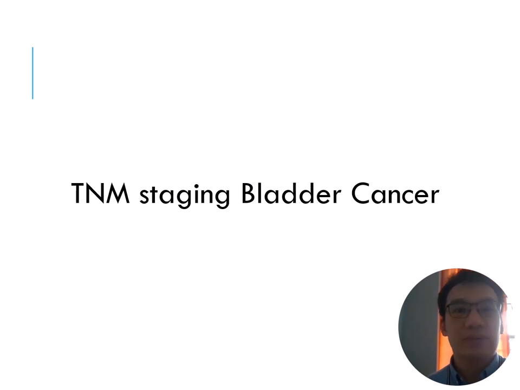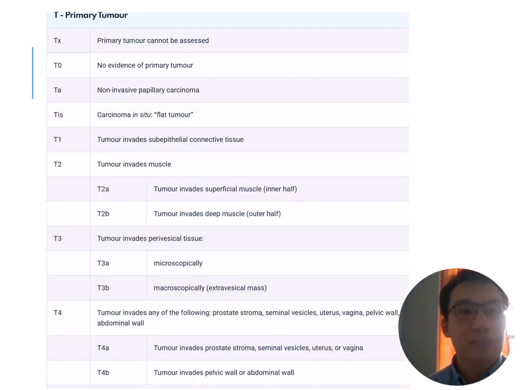Next will be the TNM staging of bladder cancer. The most important in T staging is you have to differentiate T1 versus T2. T2 is muscle invasive and T1 is non-muscle invasive. Yeah, so this one you have to memorize. T3, it involves the perivesical tissue. T4, it involves the other parts of the urogenital system, for example, the prostate, the SV, and also the surrounding organs like vagina, uterus, abdominal wall. So if the prostate stroma is involved, it is considered as T4 as well.